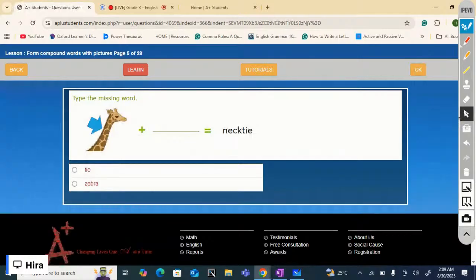This is neck. What is it pointing? The neck of the giraffe. It has a long neck. So neck, and in the options, tie or zebra. Necktie. Well, people wear it. Neck has a separate meaning. Tie has a separate meaning. But when you combine these two, you get a new word with a new meaning.